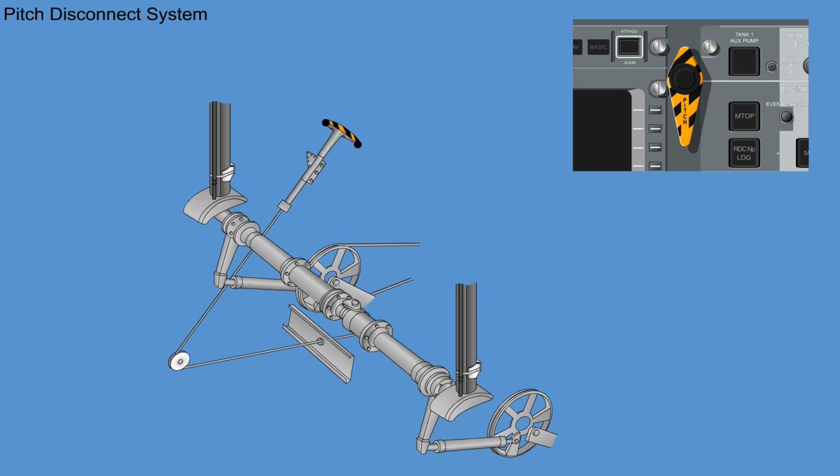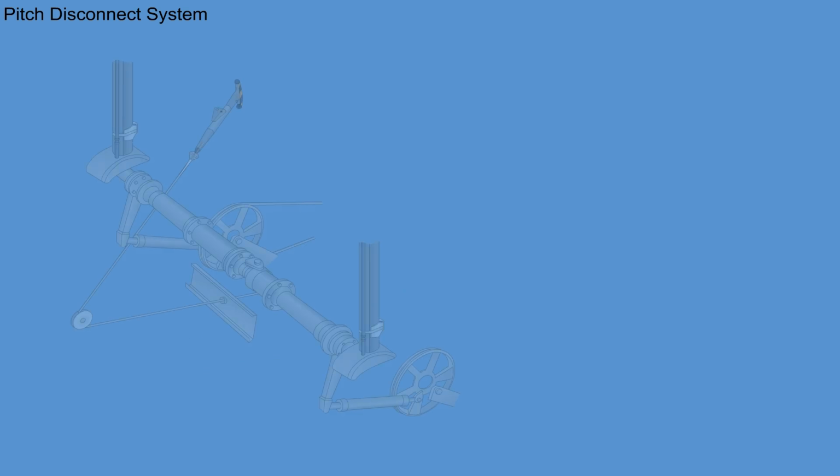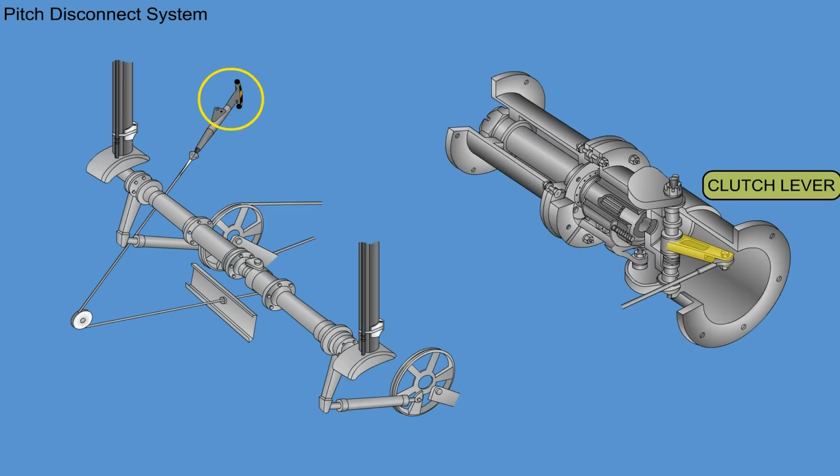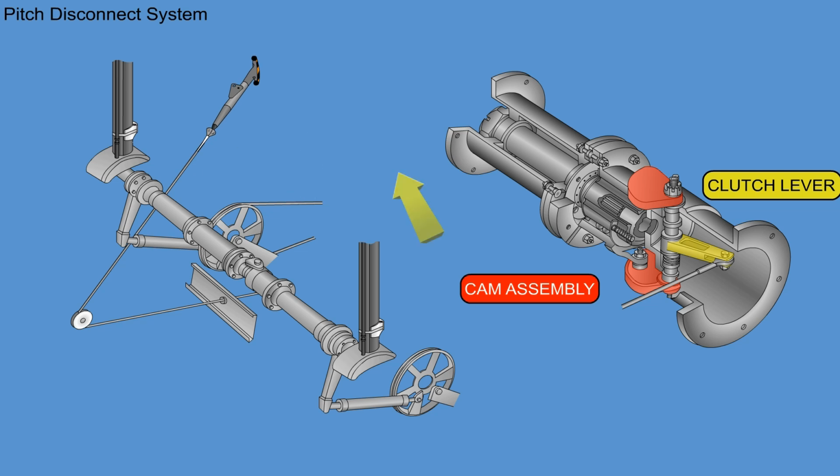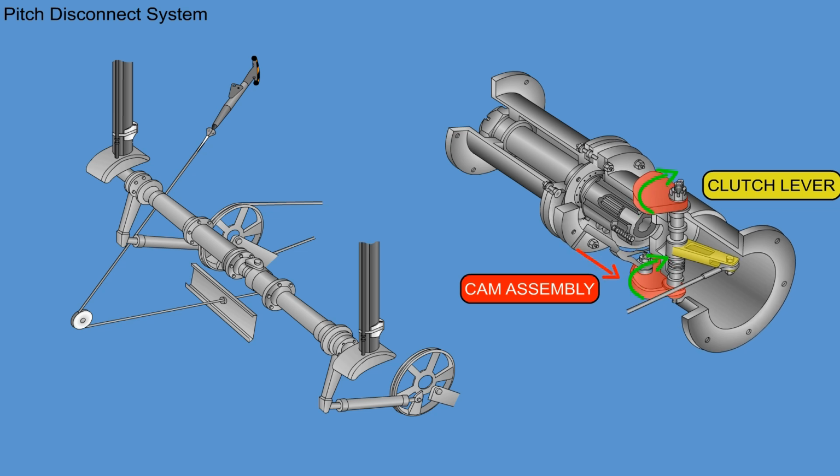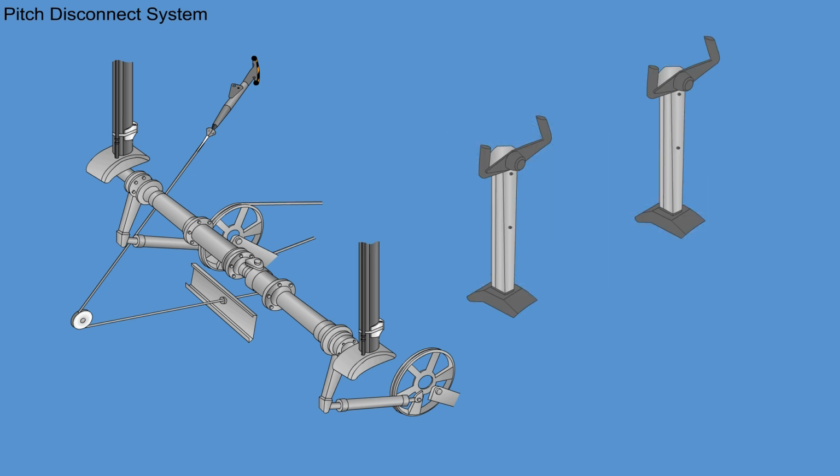If a jam occurs in either control circuit, the pitch disc handle in the flight compartment is pulled to disconnect the left elevator circuit from the right elevator circuit. Pulling the pitch disc handle draws back the clutch lever and cam assembly. The turning cam pulls the clutch from the clutch plate. The two columns are now separated and move independently.